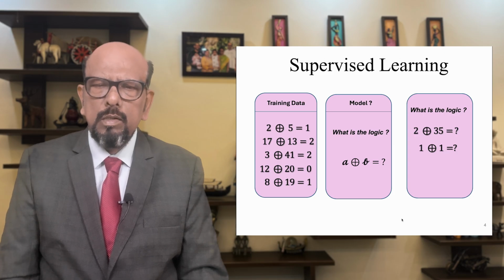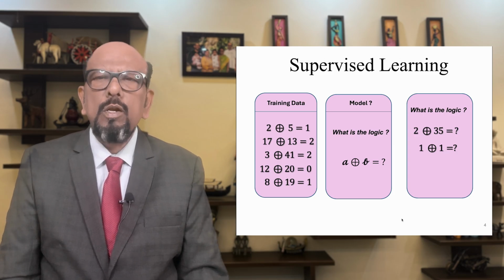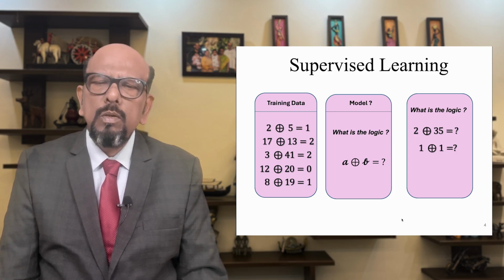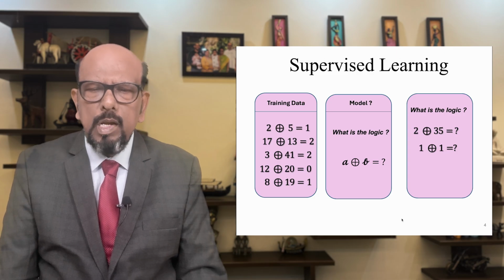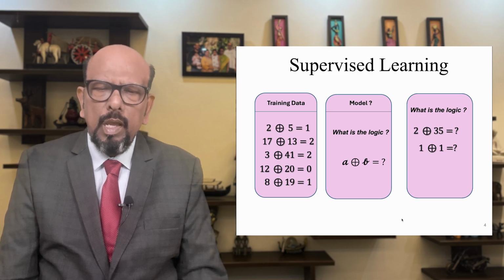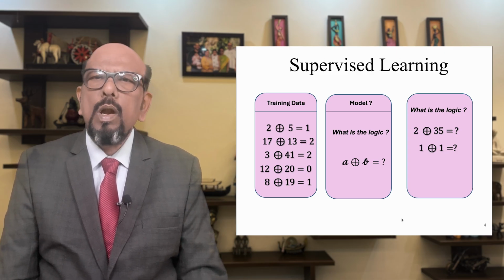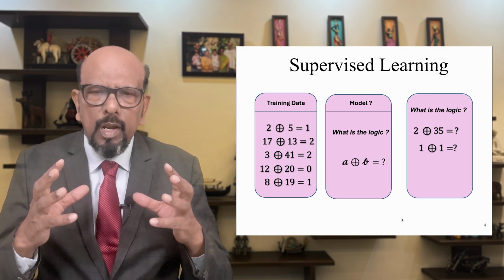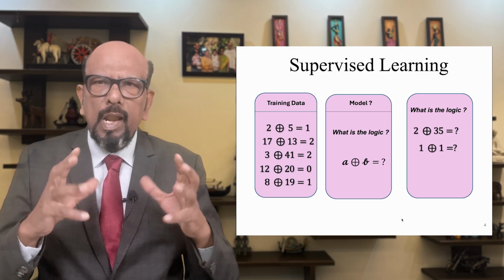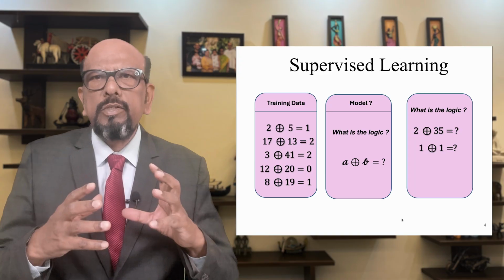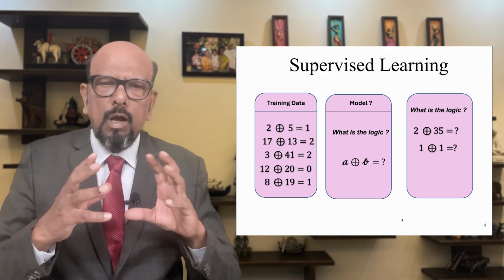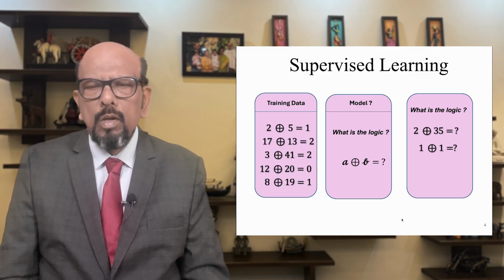2, 5, 1; 17, 13, 2; 3, 41, 2; 12, 20, 0; 8, 19, 1. So if you look at the training data, if you analyze, if you do some number crunching and look at all possible combinations, we have to find out what the logic is.